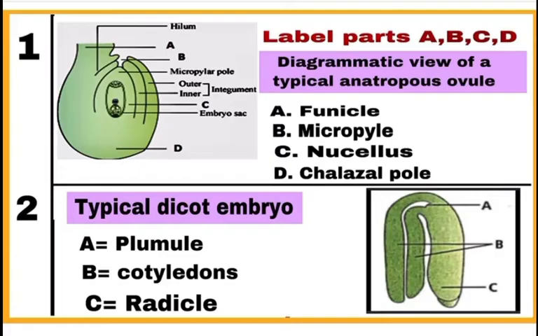Second diagram, it is a typical dicot embryo, means embryo with two cotyledons. In this, A is plumule or stem tip, B are two cotyledons which store food, and C is the radicle which develops into root.